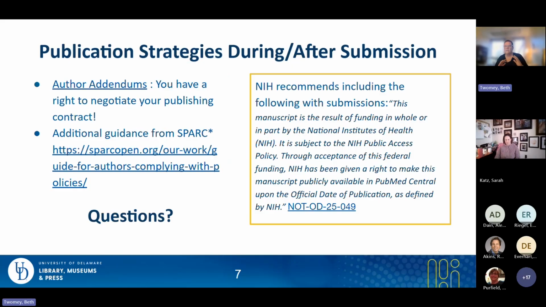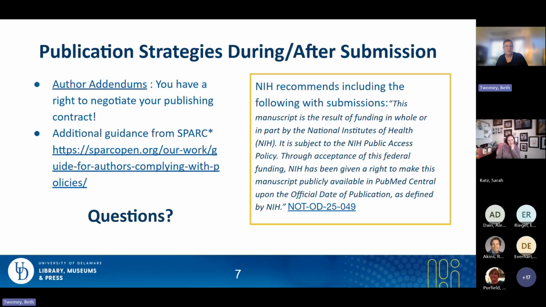I don't know how many of you have heard of SPARC, but SPARC is a nonprofit organization that works on open access policy. They have folks and lobbyists in Washington, D.C. working on this, and they have put together a guide for authors for complying with these policies that's very helpful, and that they are keeping very much up to date. It just got published recently. They have monthly meetings. They are keeping on top of this. And there's also some information about author addendums.